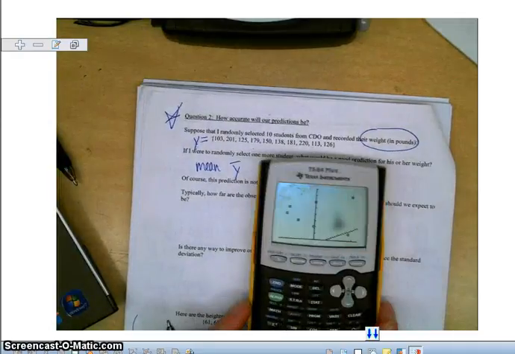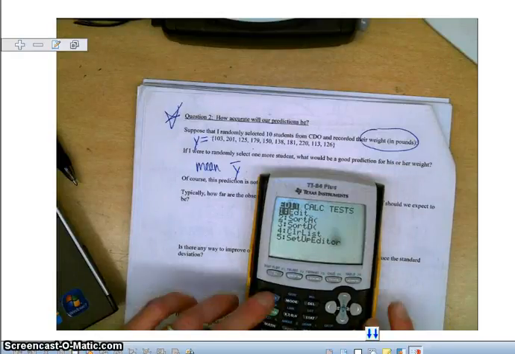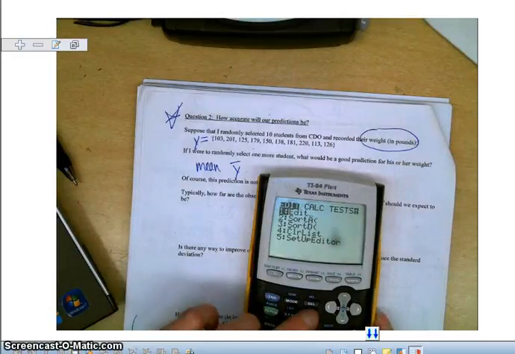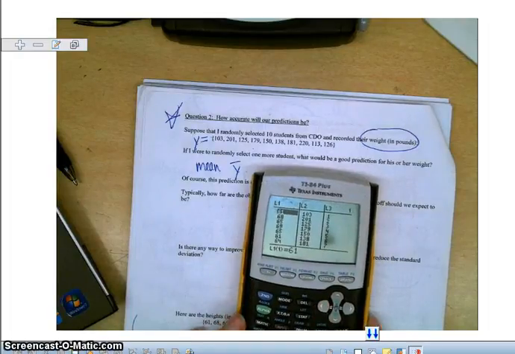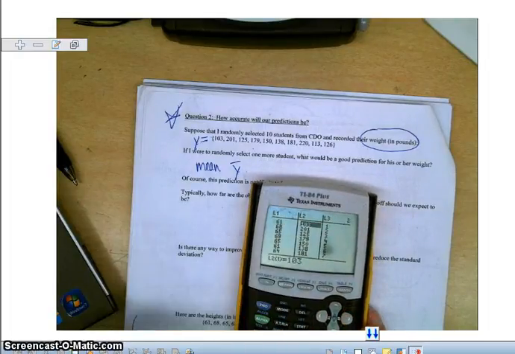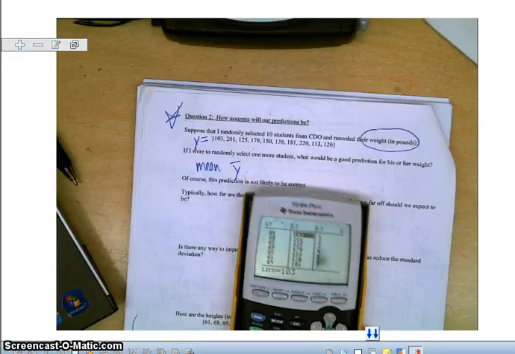So I can do one variable stats. But first I better put this in a list. So second, stat edit. I actually already have them here. I put these weights in list 2. And if you're doing this, and you should, put your weights in list 2, because they're going to be the Y values. That'll make it easy. That way we're all on the same page.